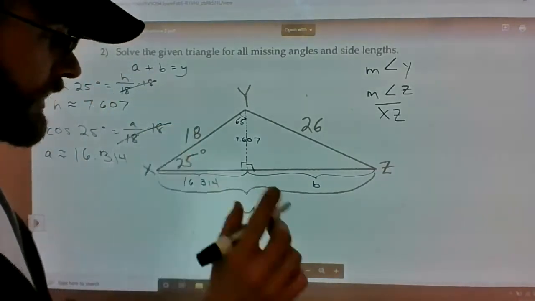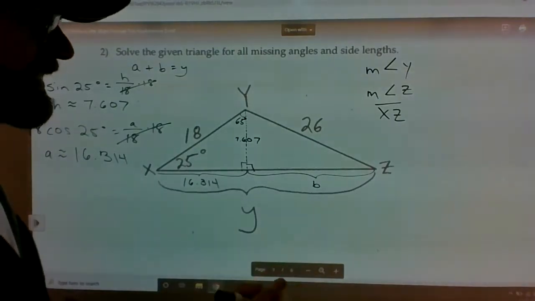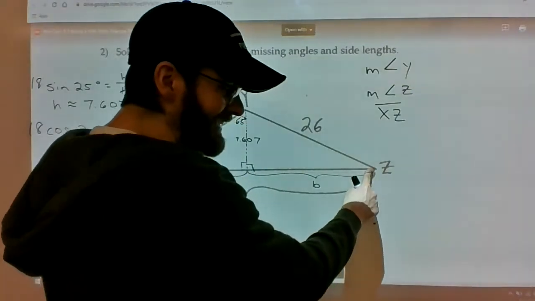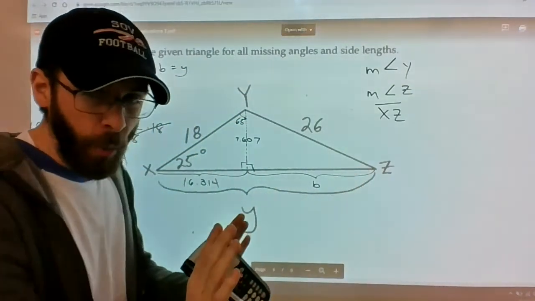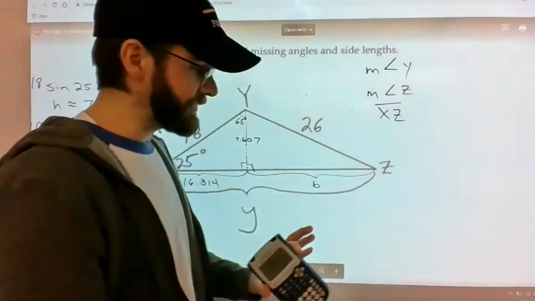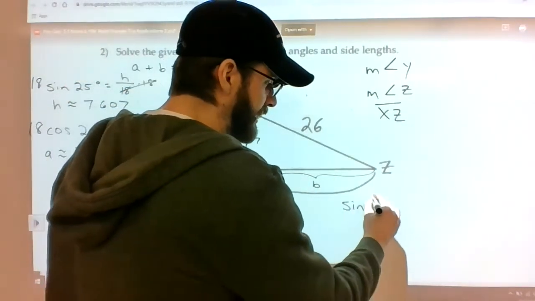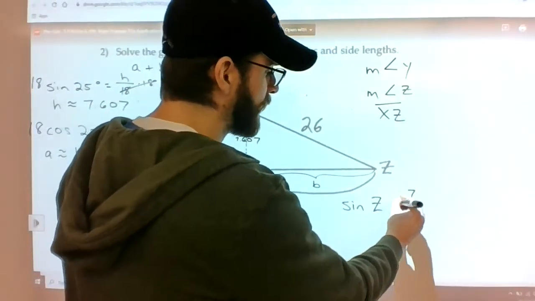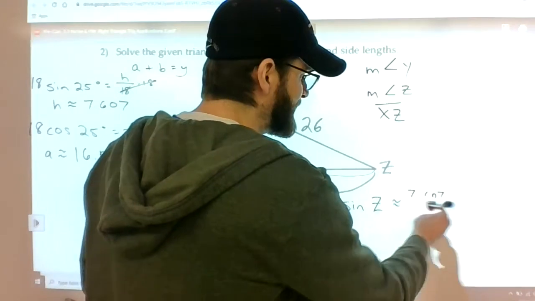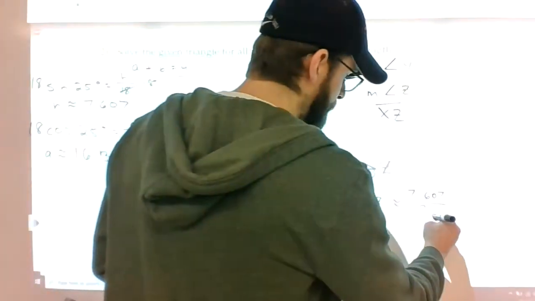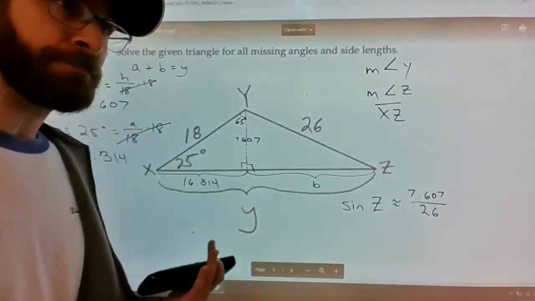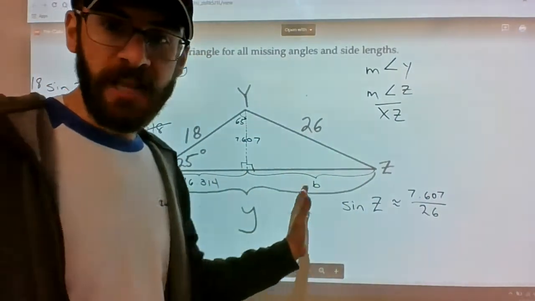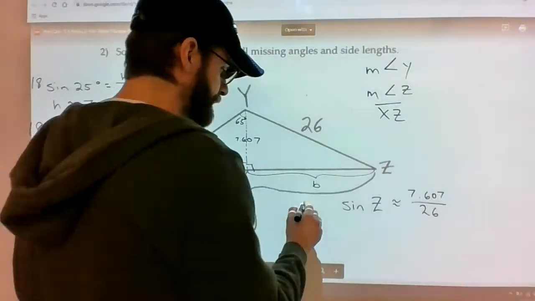Now, what we can do right off the bat is two things. One, we can say the sine of z, so we don't know what z is. The sine of angle z is equal to the opposite side, which is an approximation. Technically, we're approximating this. 7.607 divided by 25. And if you guys recall from before Christmas break, we had to do an inverse sine applied to that ratio on the right-hand side.